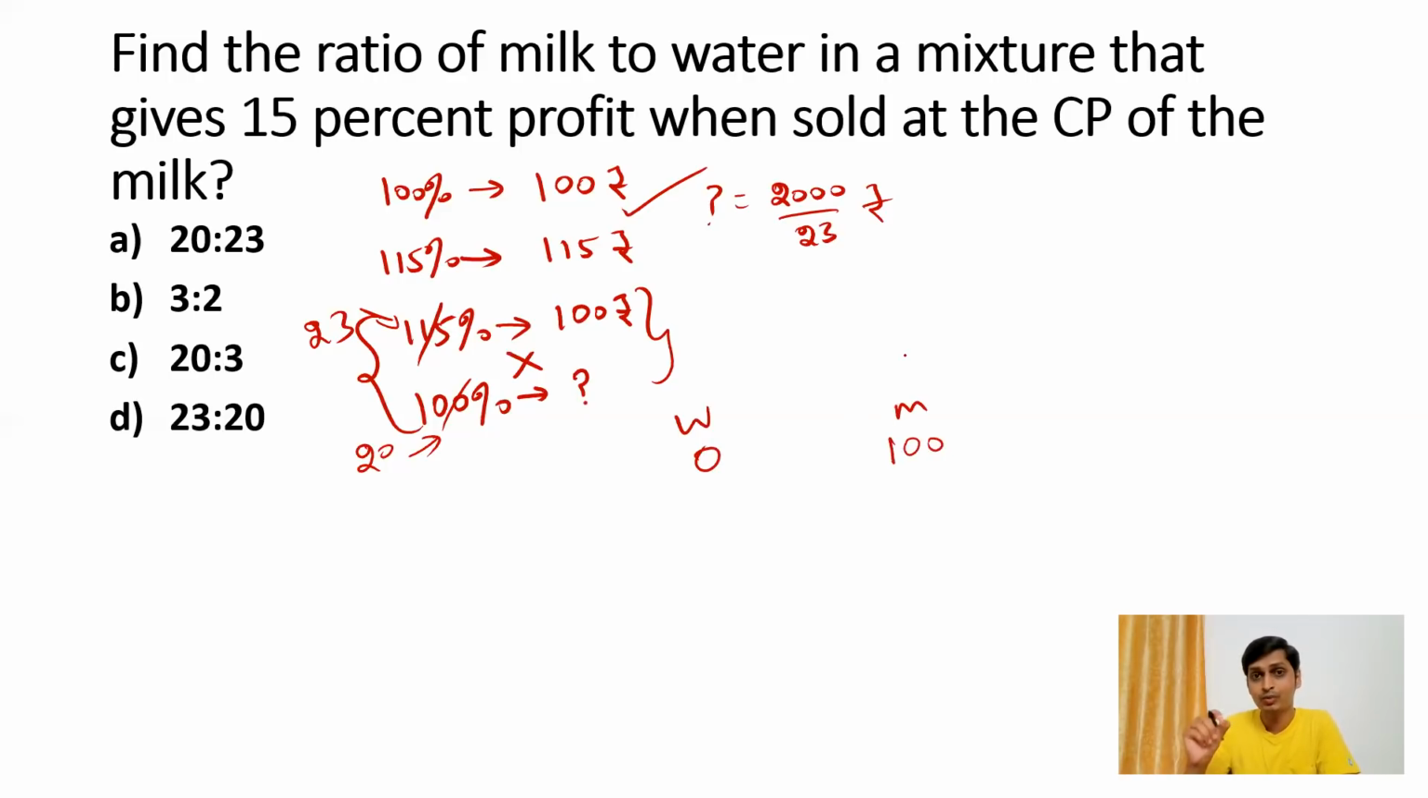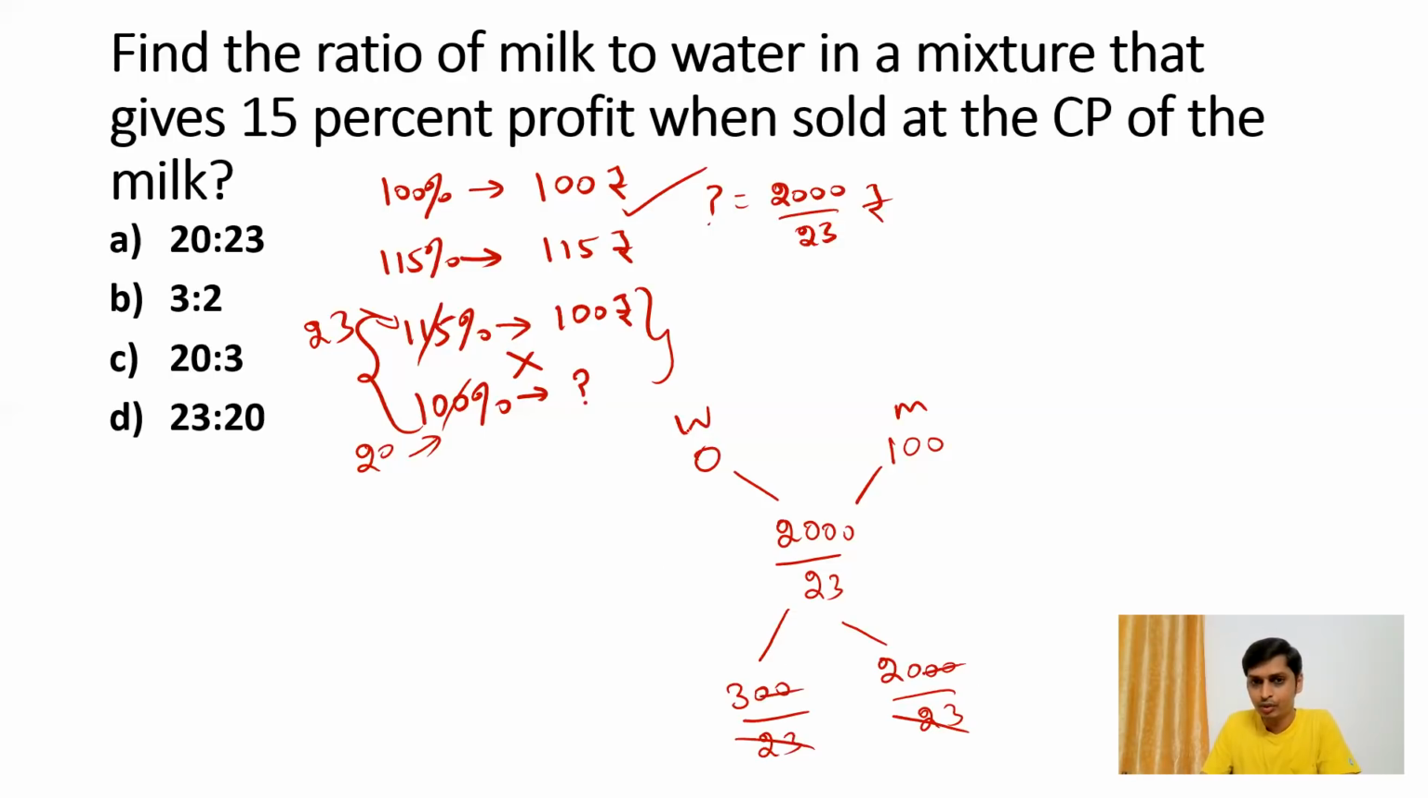Now, what is the actual cost price of milk in the mixture after adding water? It is 2000 by 23. Now we can use the alligation rule, right? So 2000 by 23 minus 0, it is 2000 by 23. Next, 100 minus 2000 divided by 23. You get how much? So 23 into 100, it is 2300 minus 2000, it is 300. So 300 by 23. So 23 gets cancelled and 0 cancels.